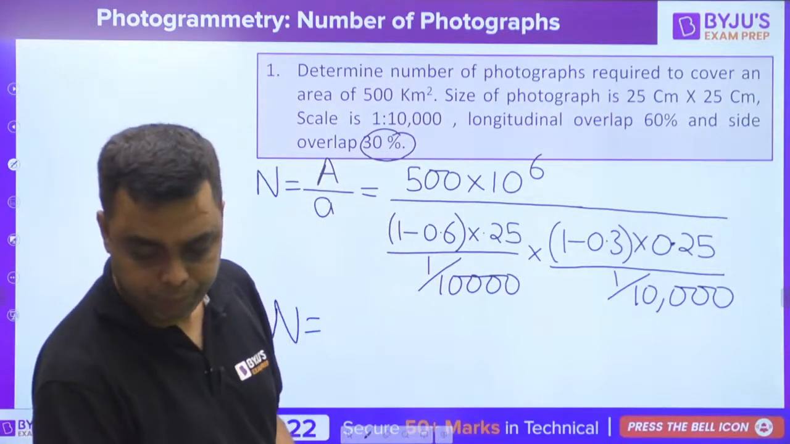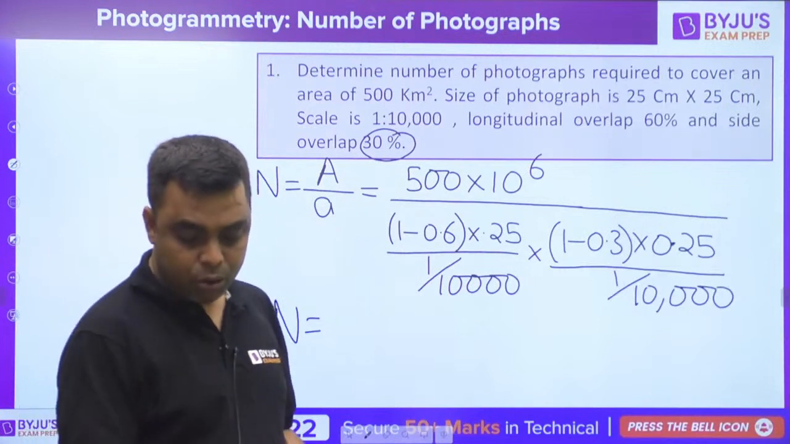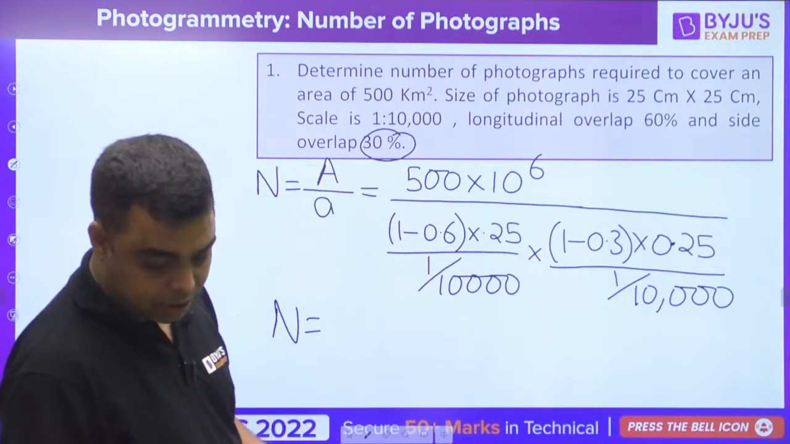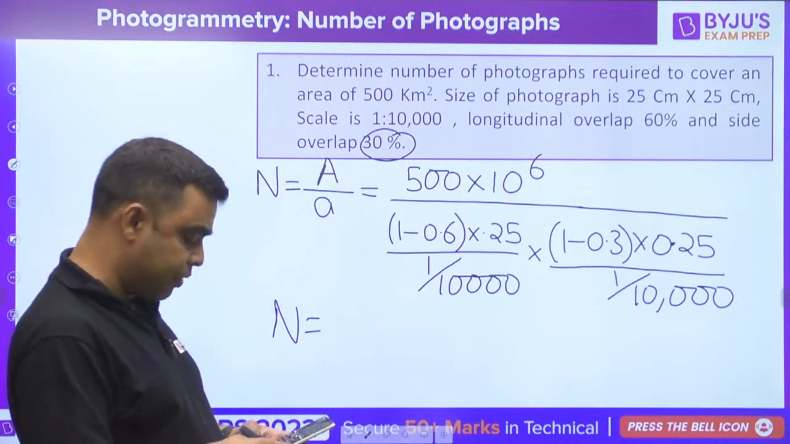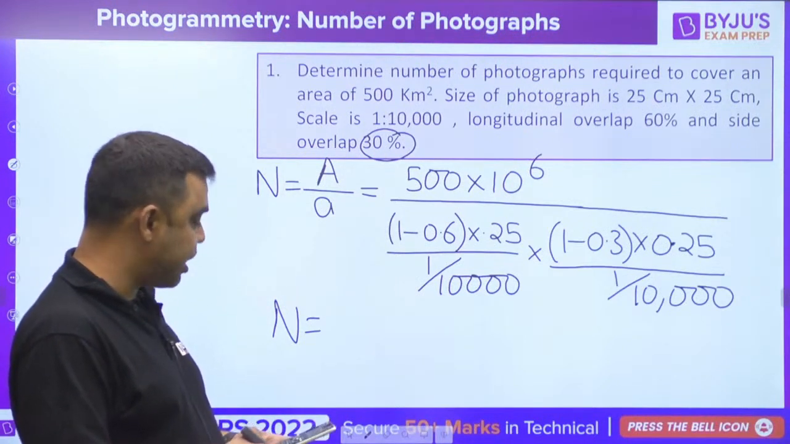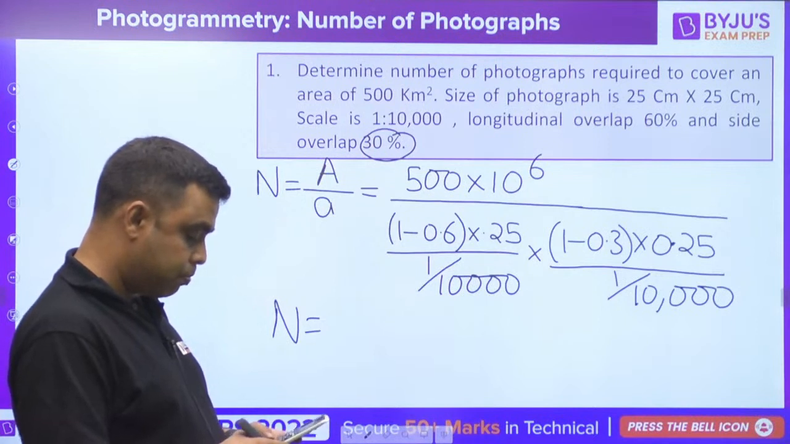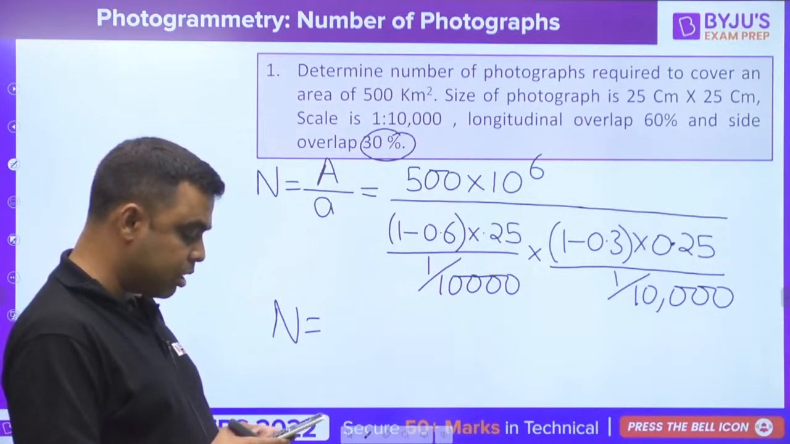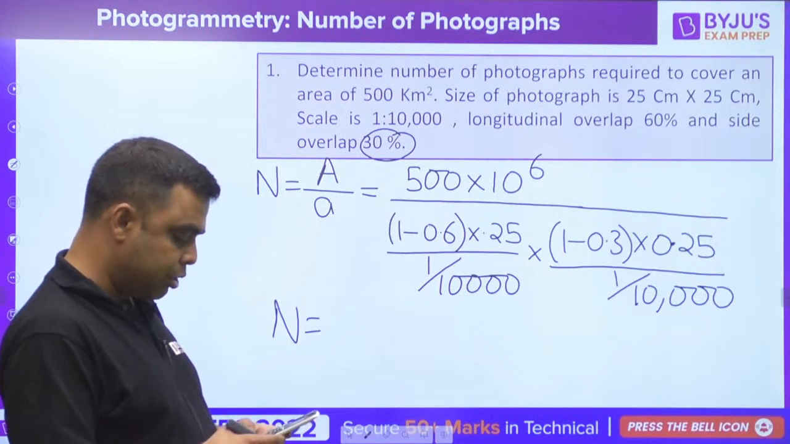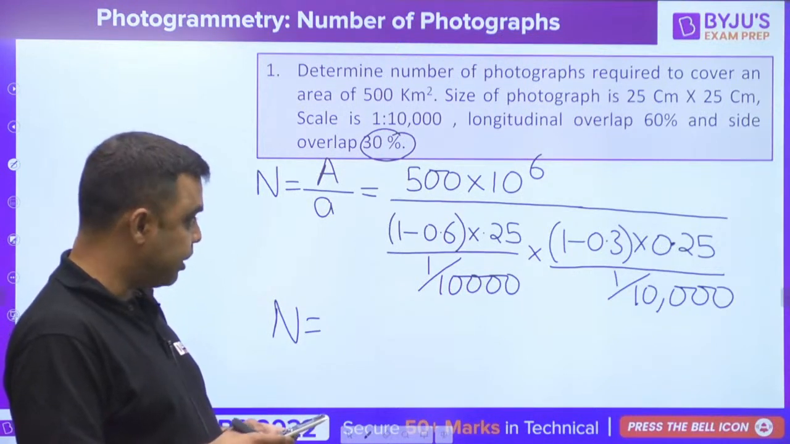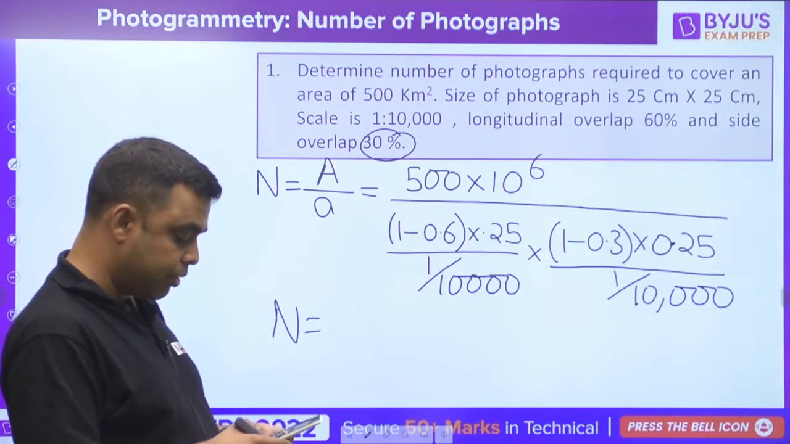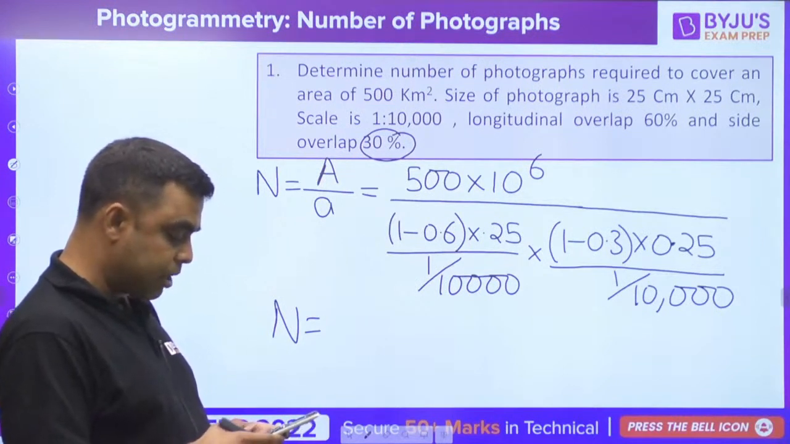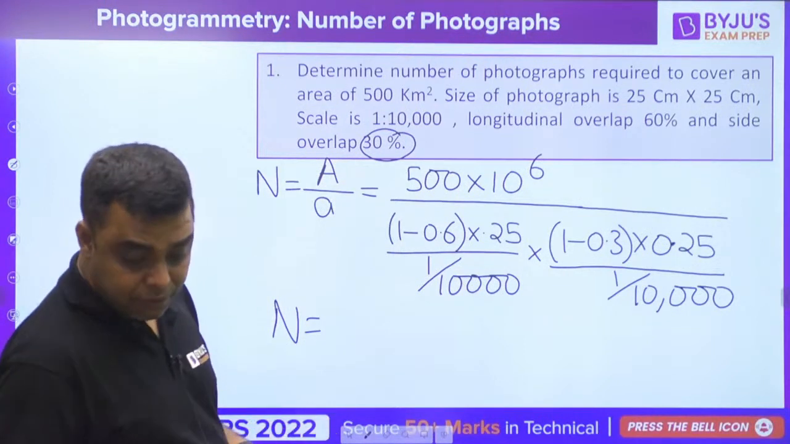Now, I have the calculator with me. Let us check. So it is 500 into 10 to the power of 6 divided by 0.4 into 0.25 divided by 1 by 10,000, into 0.7 into 0.25 divided by 1 by 10,000. Is it coming 285?